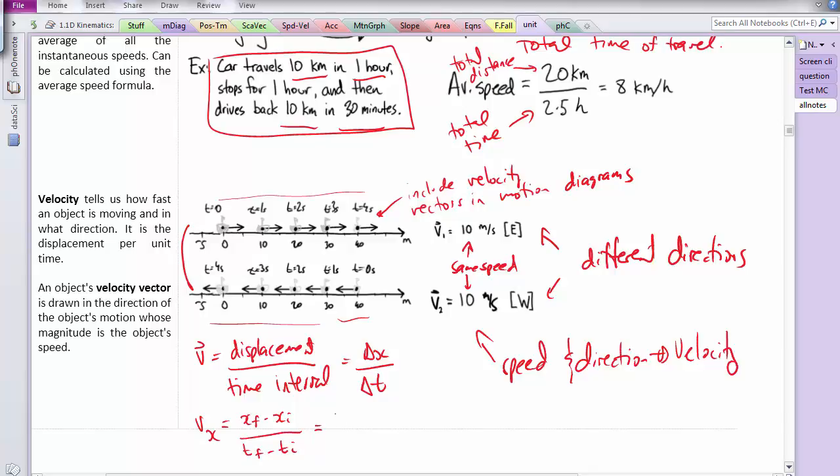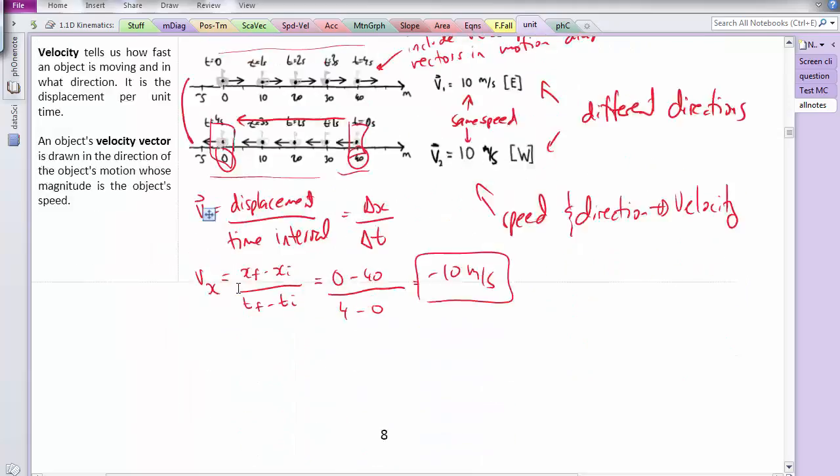Let's use this one over here and start over here. So we would have 0 minus 40. The final position is 0, the initial position is plus 40, divided by the final time of 4 seconds minus the initial time of 0 seconds. This will give us negative 10 meters per second. That makes sense because we're going to the left, so our velocity is negative 10 meters per second.